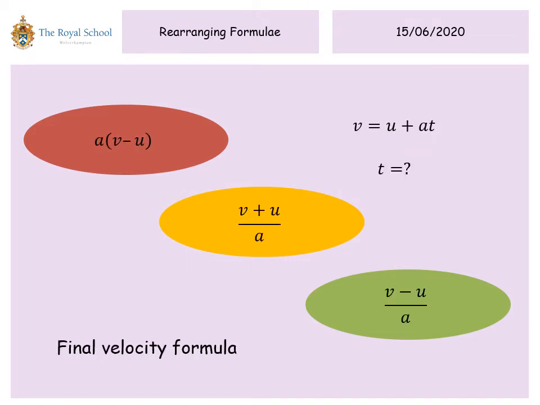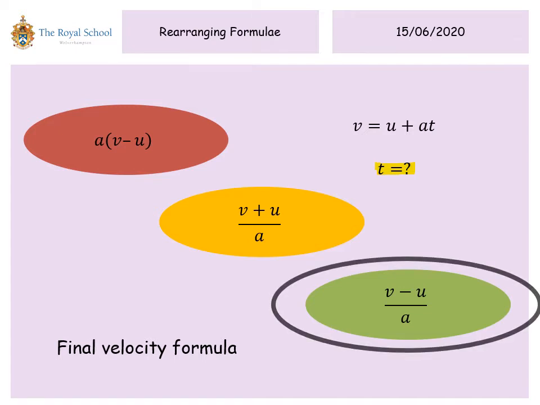Next formula is a velocity formula, v equals u plus at. But I'd like you to work out what would happen if we made t the subject. So again, pause the video until you've had a bit of time to think about this. And here we should have v minus u over a.